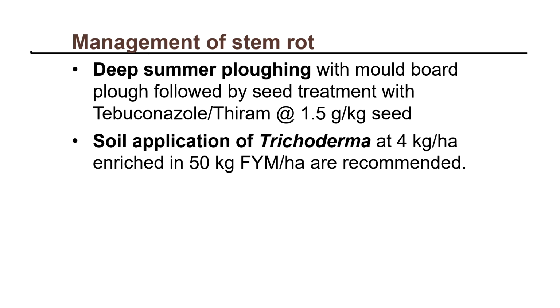So, deep summer plowing with moldboard plow followed by seed treatment with tebuconazole or thiram at the rate of 1.5 gram per kg of seed, and soil application of Trichoderma at 4 kg per hectare mixed in 50 kg farmyard manure, and it should be uniformly applied to the soil in 1 hectare area, and application has to be uniform and before sowing. It should be mixed in the soil also.